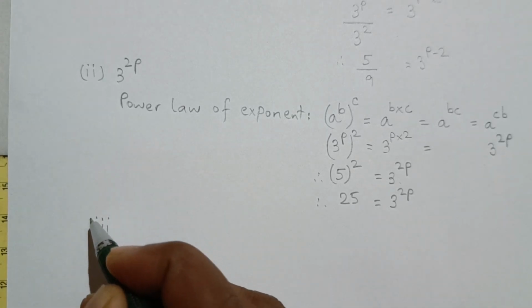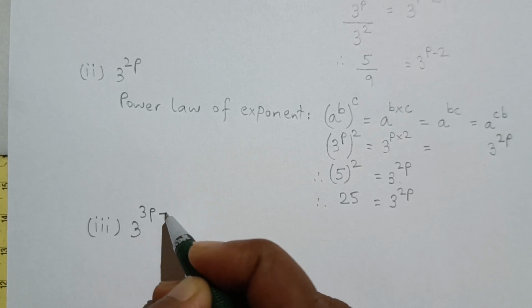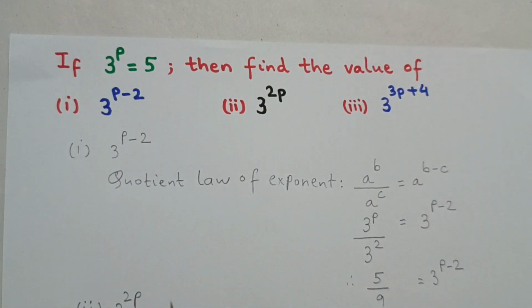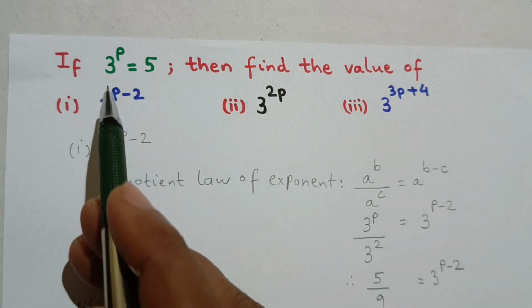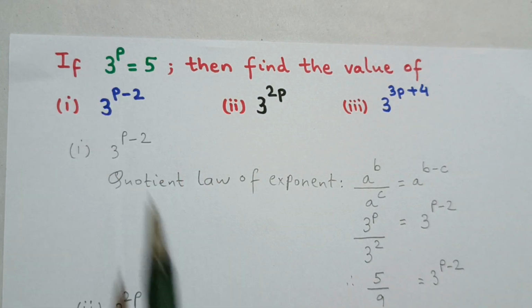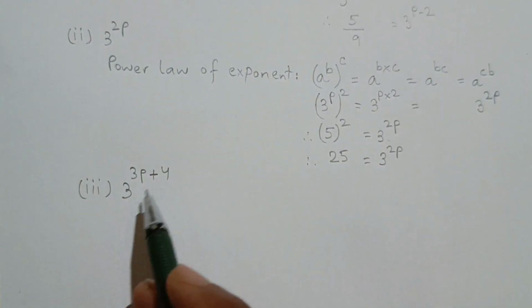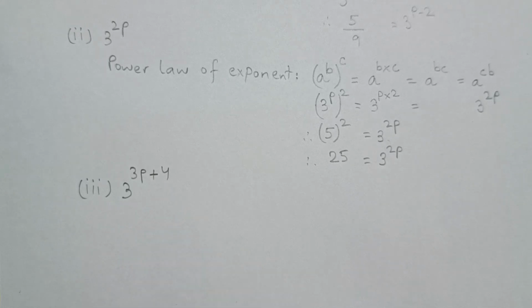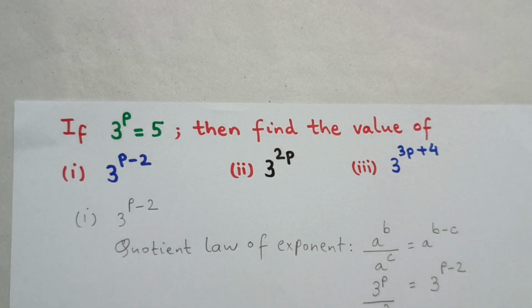So we have to find the value of 3 to the power 3p plus 4. Now I know that 3 to the power p is equal to 5. So how can I use this given information to find the value of this expression? I have to write this expression in such a way so that I can take the help of this given information.